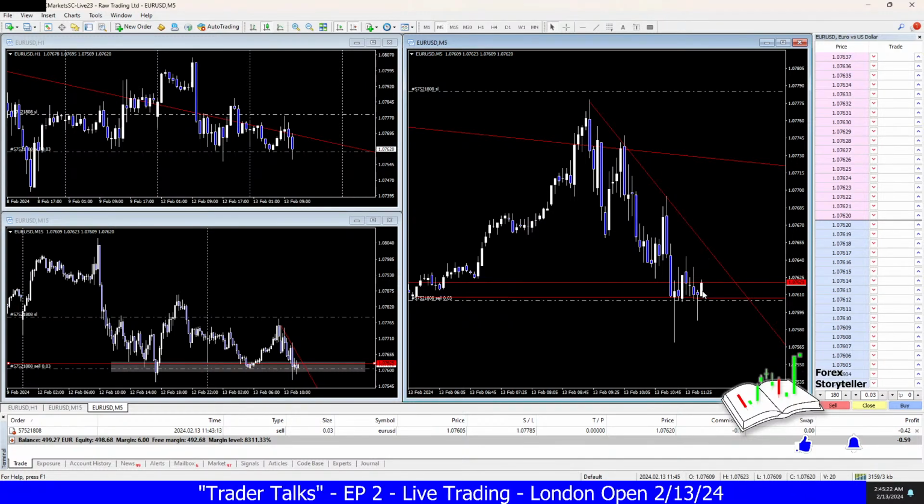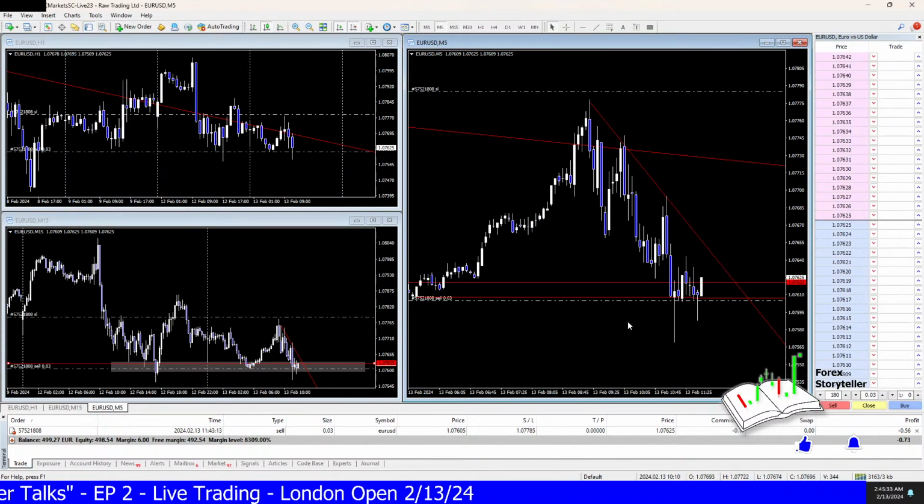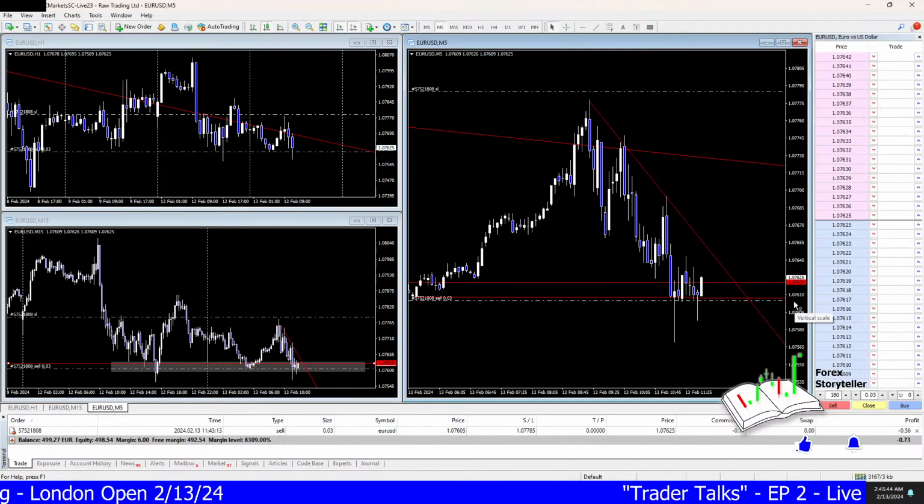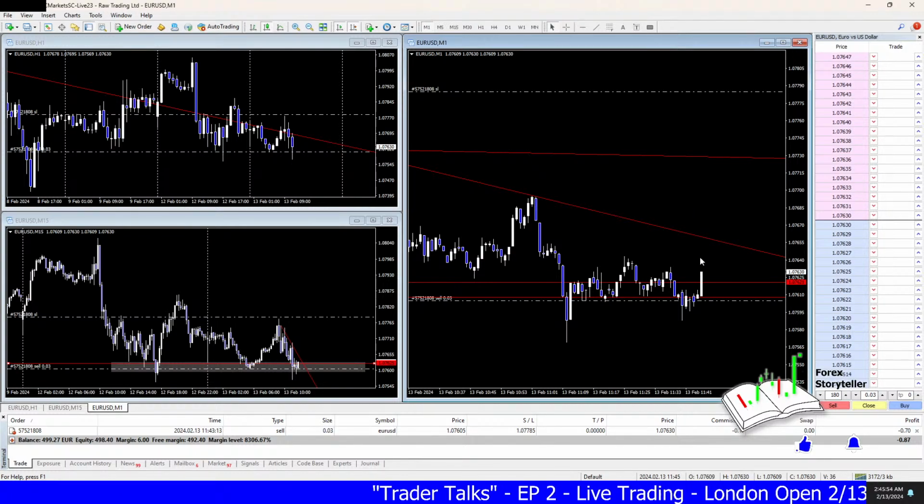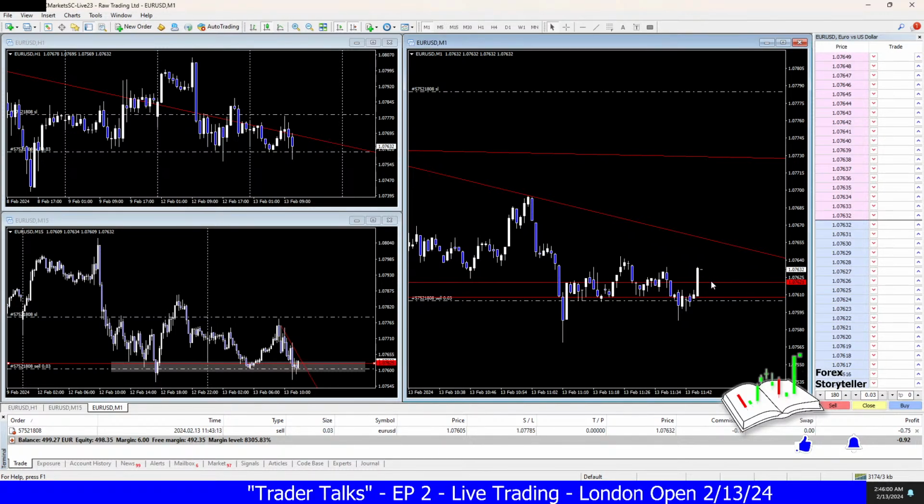Still kind of stuck to this little zone here. Now it is going to try to push back the other way.